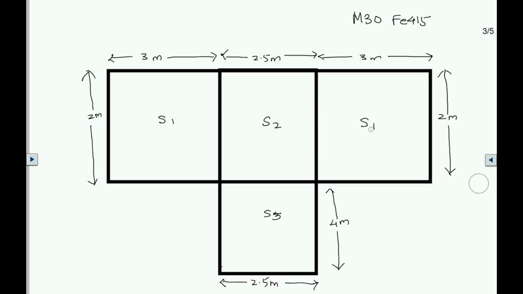Now S1, S2 and again S1, these all 3 are continuous, and again S2 and S3 are continuous over here. We have to use M30 concrete and Fe415 steel. Okay, so let's proceed with the problem.